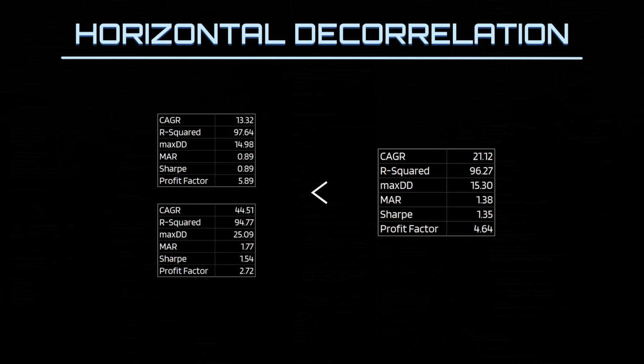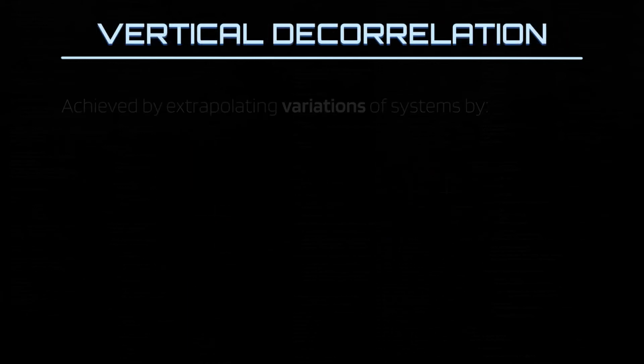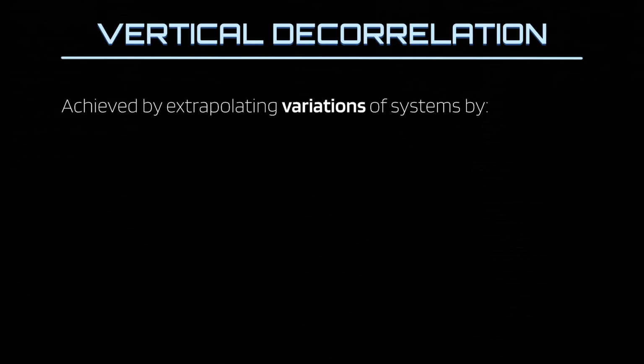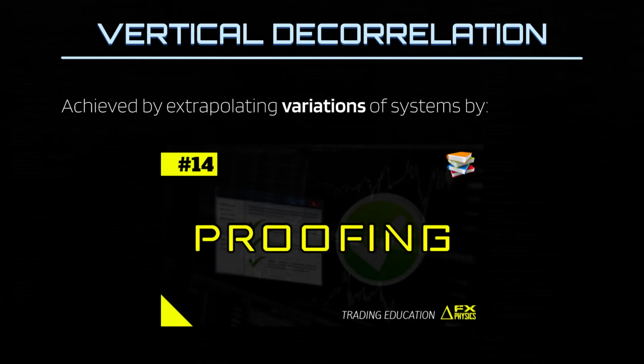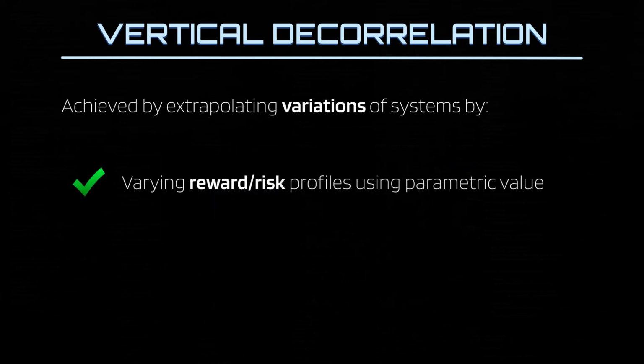The second way to achieve decorrelation is done vertically, by deriving variations of the same trading systems. If your system was properly designed in such a way that it verifies the condition of parametric coherence, which was described in detail in this video, then the task of extrapolating different, yet equally viable breeds of the same system should be fairly easy. Basically, proper algorithmic design should empower you with the knowledge of what parameter to dial in or out in order to get the desired change in risk-reward profile, with consistent behavior change of that profile along the value scale of that parameter.